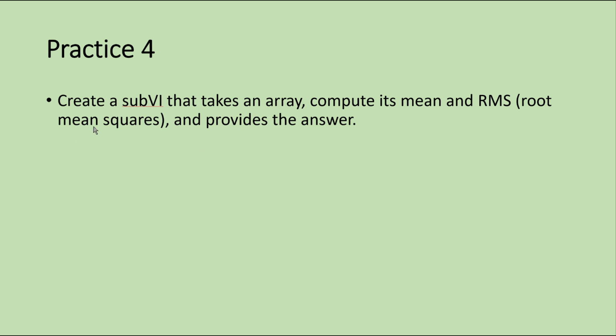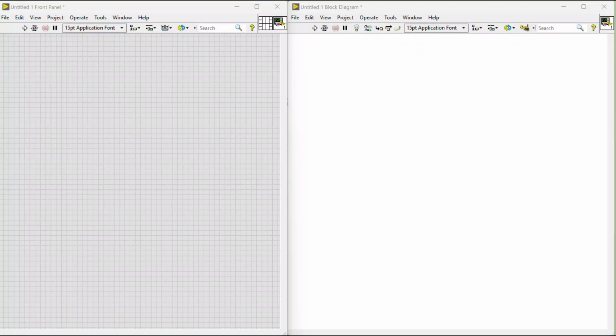In practice 4, we create a sub-VI that takes an array, computes its mean and RMS, root mean square, and provides the answer. Okay, before we think about the sub-VI, let's create a VI that computes the mean and RMS from the array.